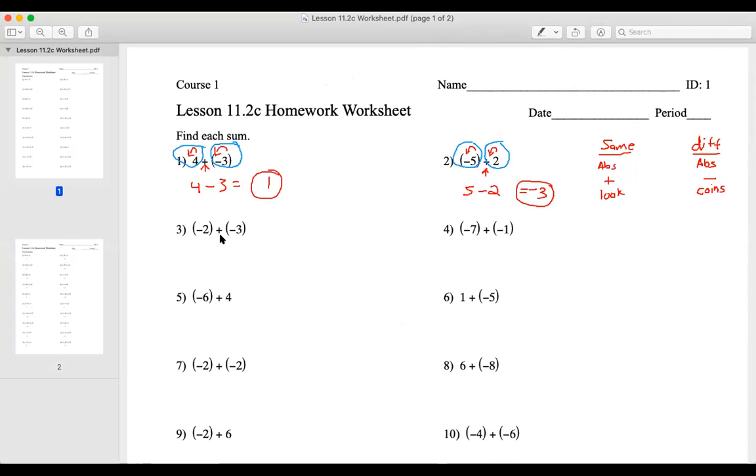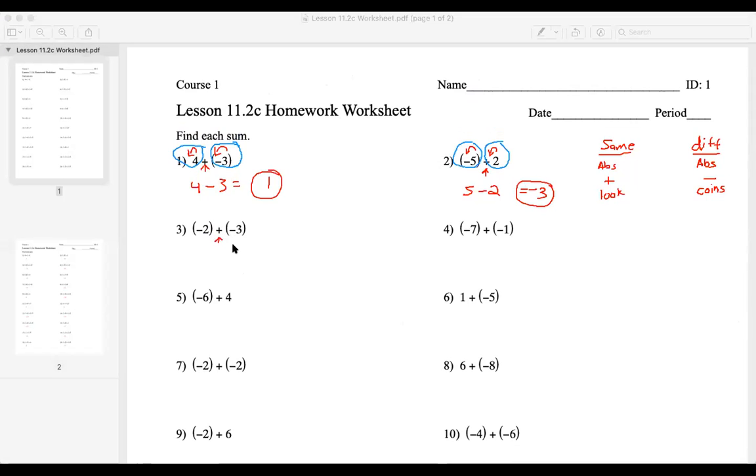All right. Number 3. Look, we're adding. Tomorrow we'll be subtracting, there'll be a minus sign there tomorrow. But today we're adding. So we're adding a negative and we're adding another negative. That's the same sign rule. So the same sign rule says that we take the absolute value of both numbers. That would be 2 and 3. And we add the two numbers. 2 plus 3 is 5. And then we look at the original numbers and look, we're adding two negative numbers. So therefore the answer isn't 5, the answer is negative 5. There we go.